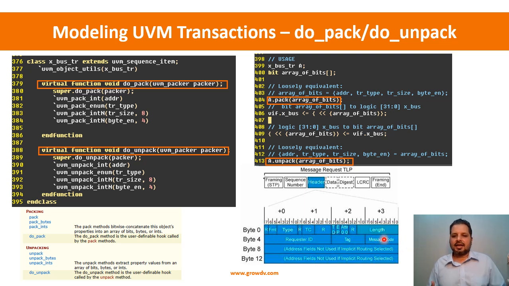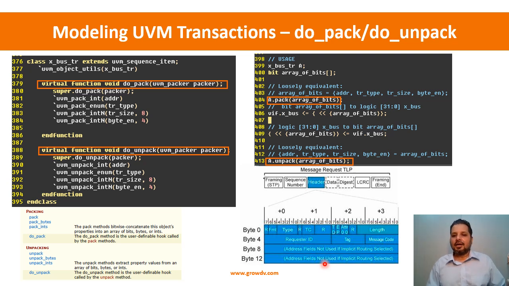So I will say length, TD, EP, attributes, then the type, format, requester ID, all of these, and address fields. All of them I will just declare as fields within my transaction layer sequence item, right? So I have declared them as independent fields of appropriate width.